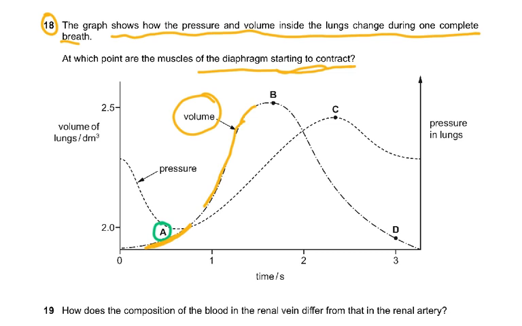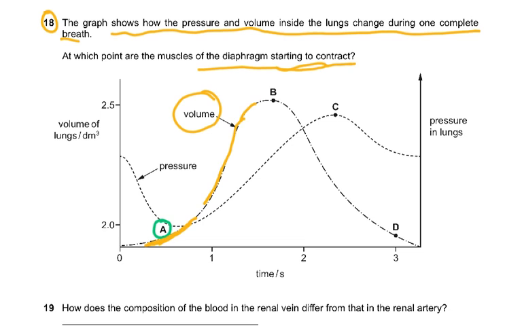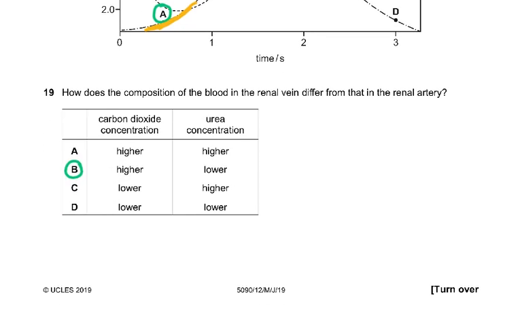So this is what you have to understand: when the diaphragm muscle contracts and the intercostal muscles contract, they're going to increase the volume. But it says starting to contract, so it will be just as the volume is increasing, and you'd have to find that point. The other points B, C, and D are all irrelevant because they are different parts of the cycle. And coming to the last question, which is question number 19.